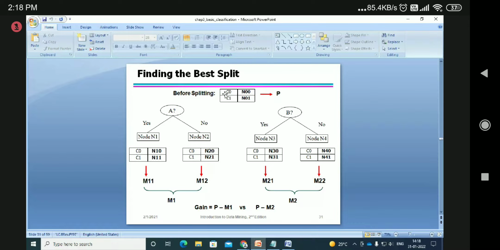What this is saying is, so at the root node, you have instances belonging to two classes.